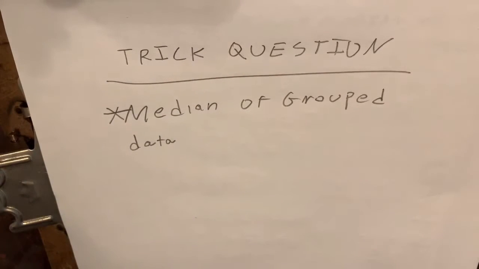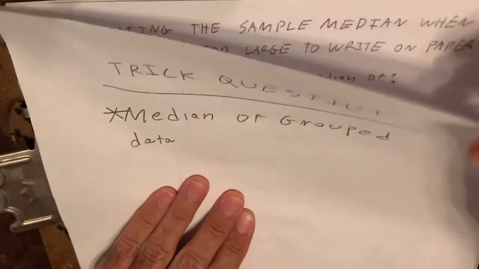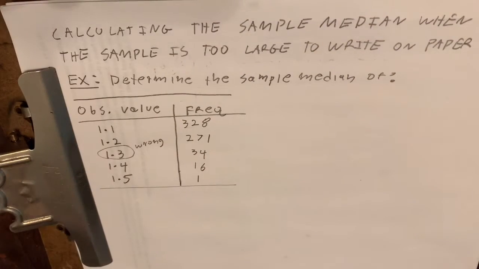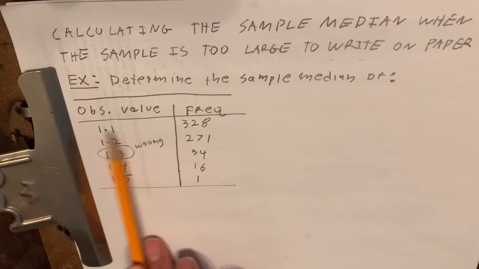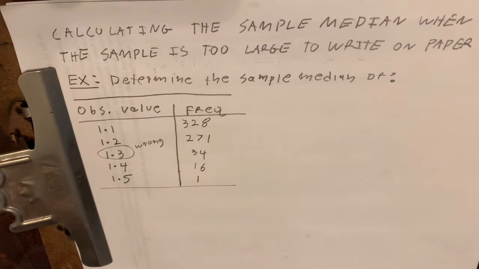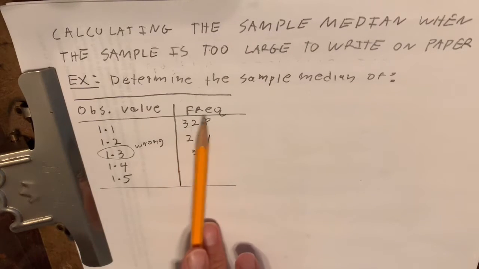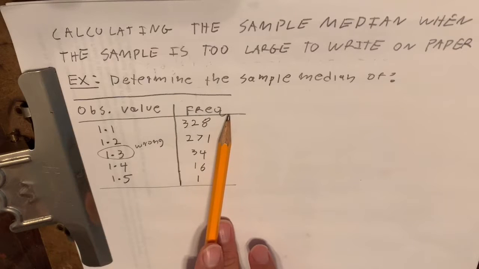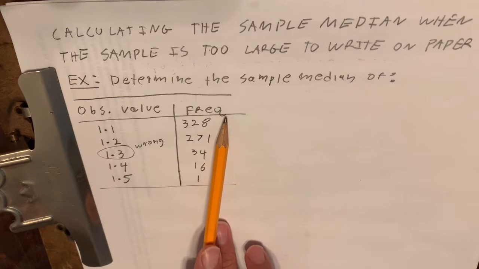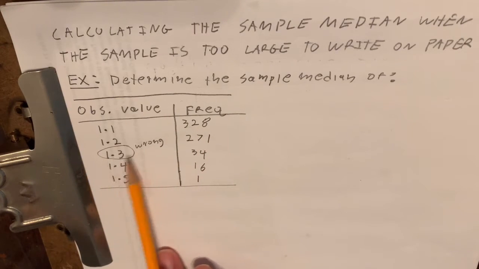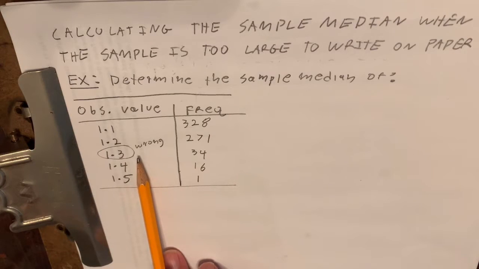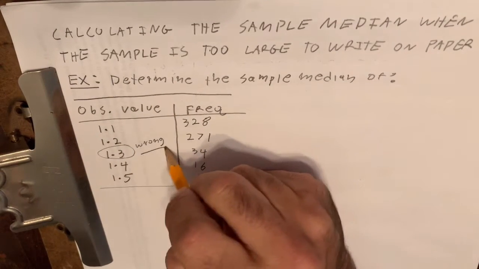So today we're going to look at a trick question that gets students all the time. It is the median of grouped data. And this is a very simple situation that occurs often. Here we have 5 observed values. And if you didn't take into account the frequency at which these values occur, you would think this is the median because this is the middle number. But if you did that, you'd be wrong.